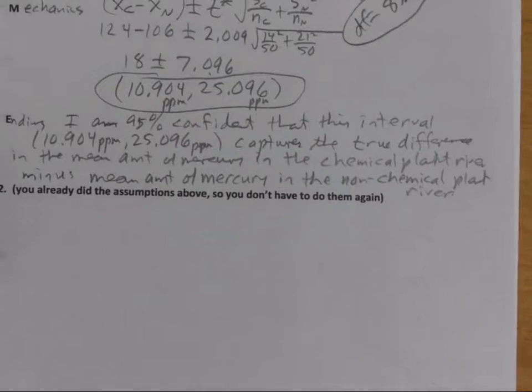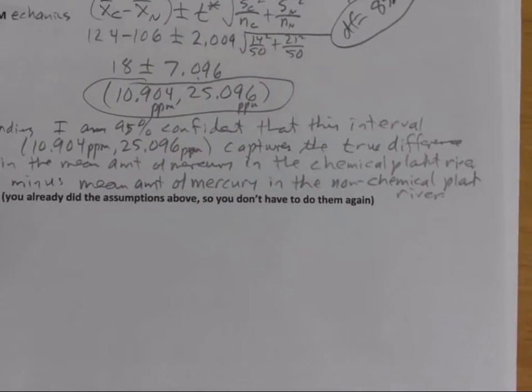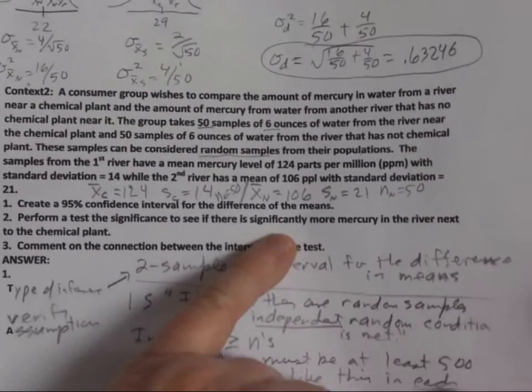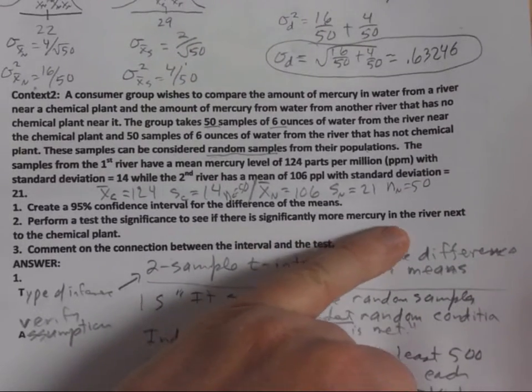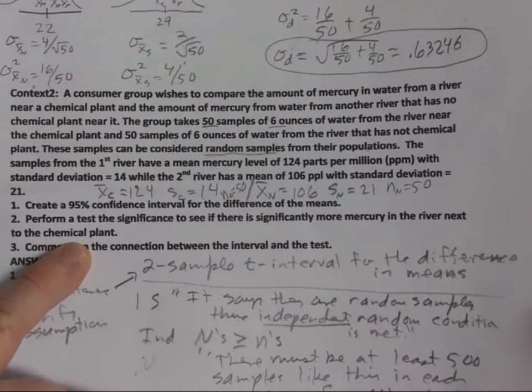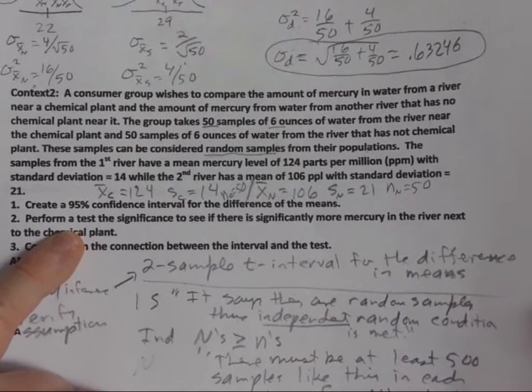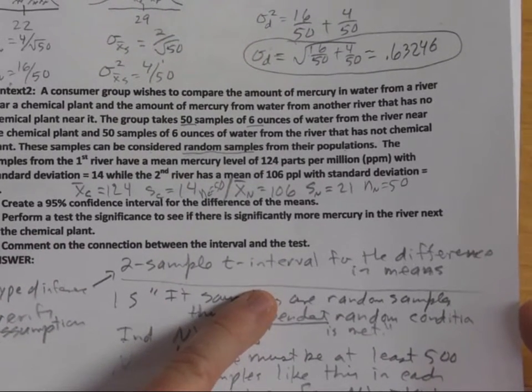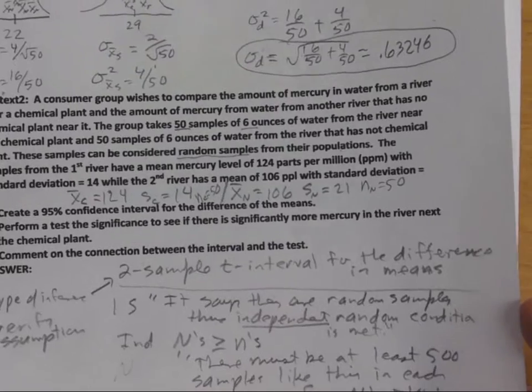All right. Now, in regards to number 2, the next question it asks is to perform a test of significance to see if there's significantly more mercury in the river next to the chemical plant. What we just did was a 2-sample t interval. Now we're going to do a 2-sample t test, which is the other thing that you have to understand how to do in this section.